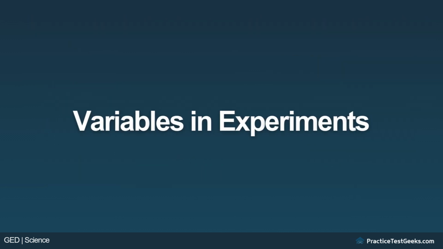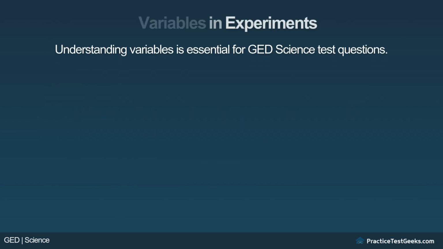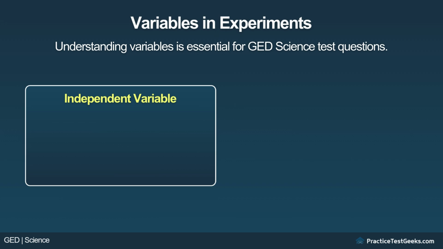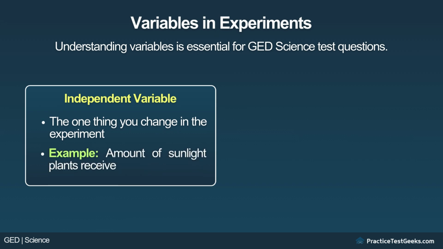Before you can analyze or design any experiment, it's important to understand the role of variables. Let's break them down clearly. First, we have the independent variable. This is the one factor you change on purpose in an experiment. For example, the amount of sunlight a plant receives.